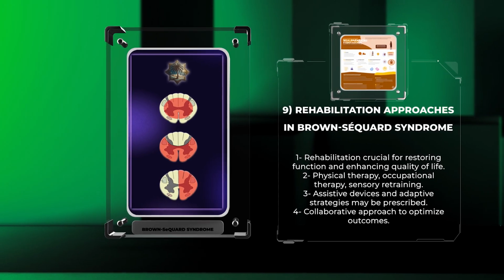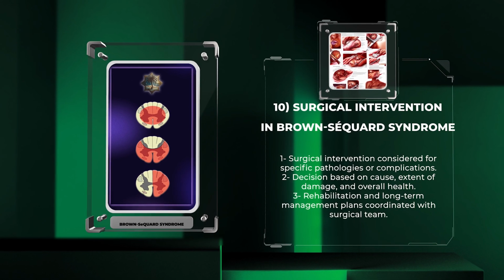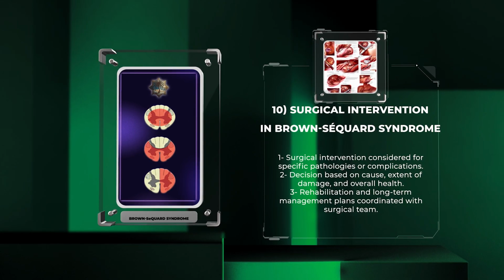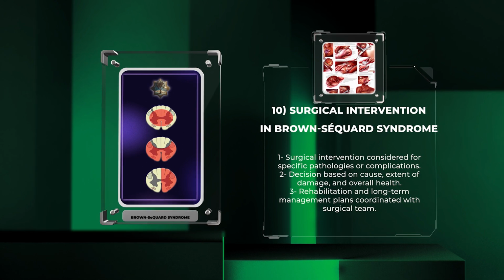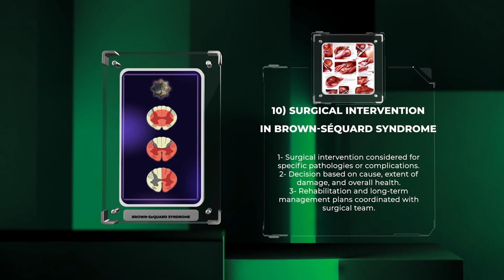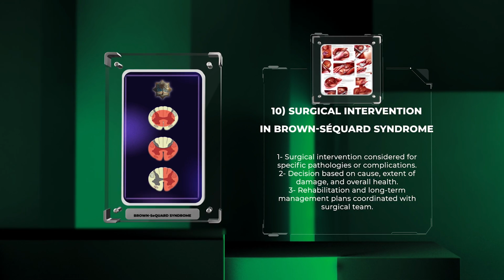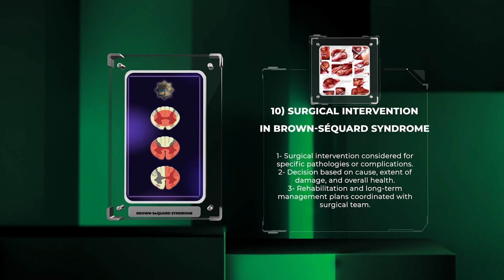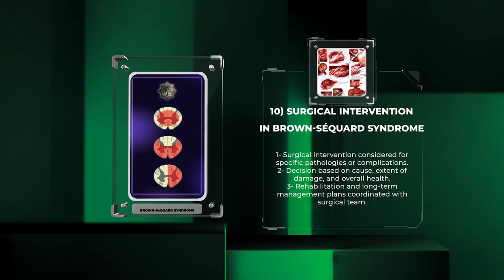Adaptive strategies and environmental modifications can also be implemented to optimize functional independence and minimize barriers to participation in daily activities. In certain cases of Brown-Séquard syndrome, surgical intervention may be considered to address specific pathologies or complications. This can include procedures such as tumor resection, abscess drainage, or vascular interventions to restore blood flow. The decision for surgery depends on the underlying cause, the extent of the spinal cord damage, and the overall health status of the patient. Surgical interventions should be approached carefully, considering the potential risks and benefits, and individualized based on the patient's specific needs and goals.